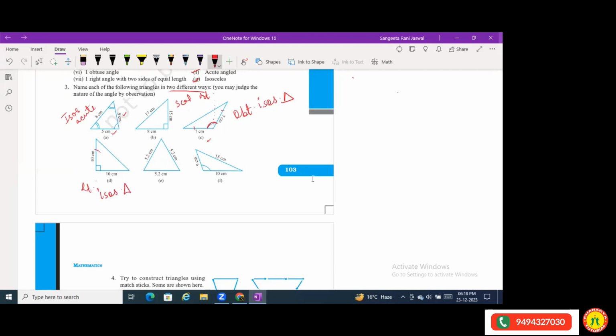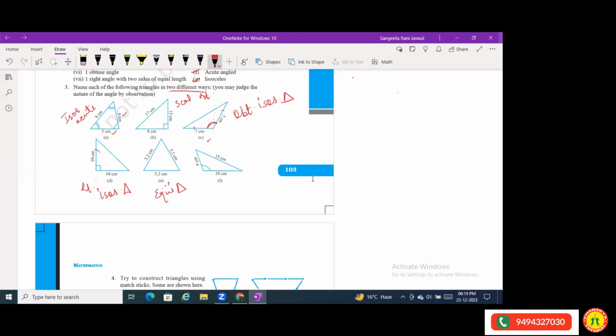Pradesh, you tell me this one. Teacher, it's 5.2, 5.5, 5.2. All angles are equal, all sides are equal. When all sides are equal, all angles are also equal. Okay? So, this is an equilateral triangle only.